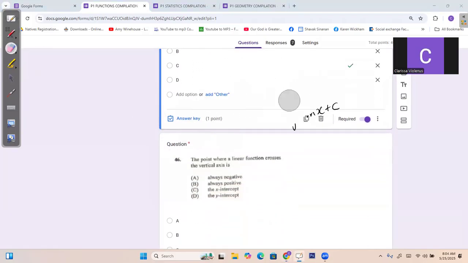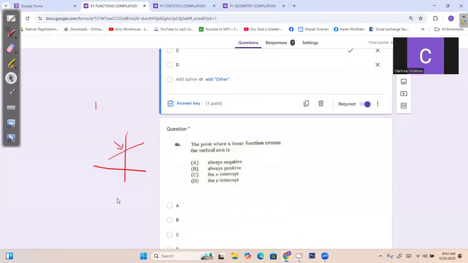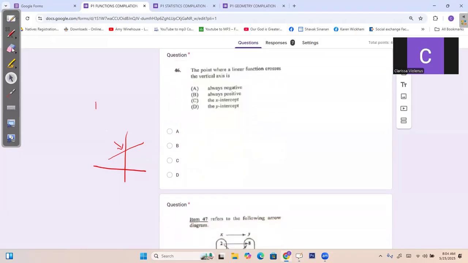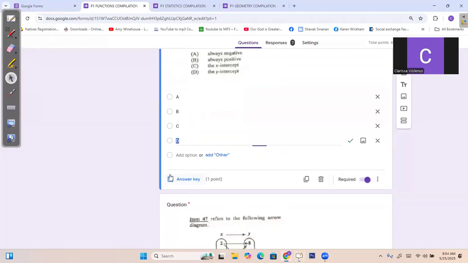Next one, the point where a linear function crosses the vertical axis. The vertical axis is called the y-axis. So let's use red. If this is our axis and the graph cuts this, we know this is called the y-intercept. And you should also know wherever it cuts the x-axis is called the x-intercept. So for this one, because it's the vertical axis, which is the y, this is called the y-intercept. D.